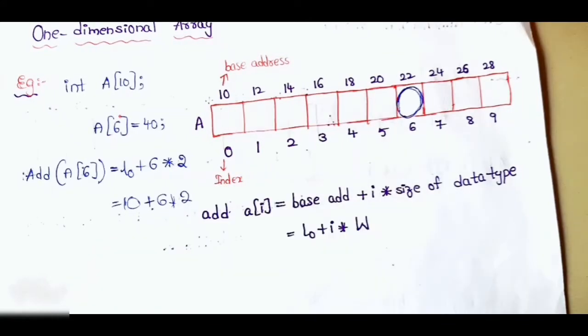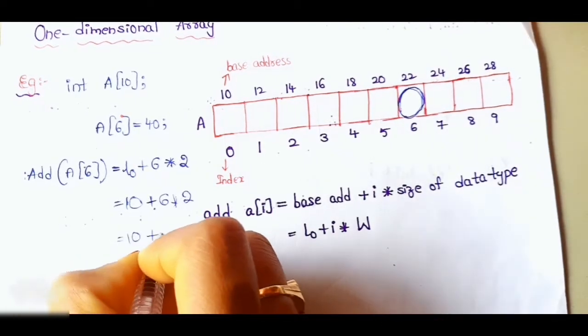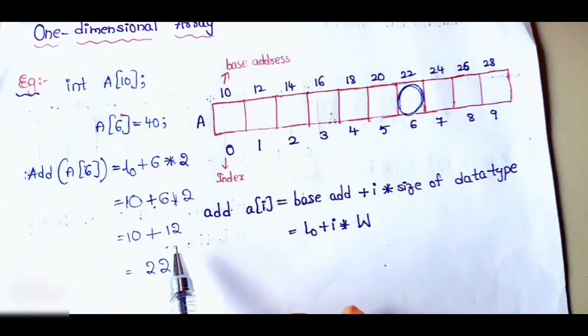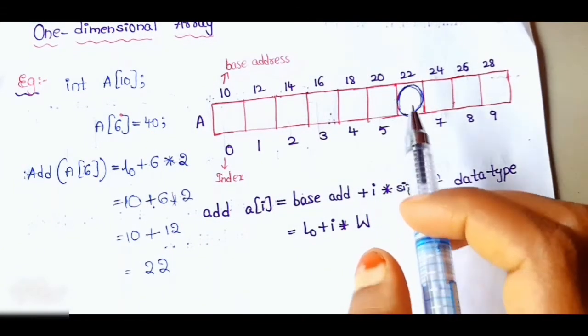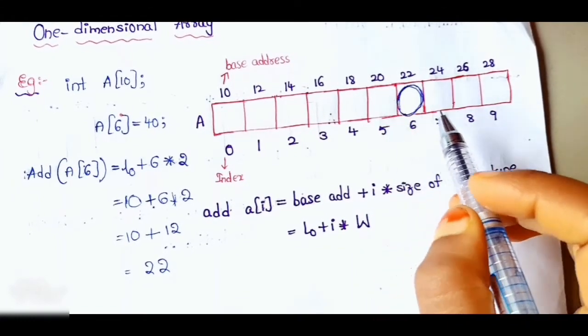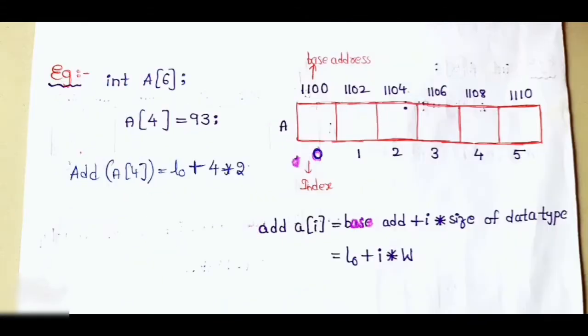Because I have used the data type as integer, so 10 plus 6 into 2, 6 twos are 12. So 10 plus 12 equals 22. That is, the address of A of 6 is 22. In that address the value will be stored, that is, the value 40 will be stored.